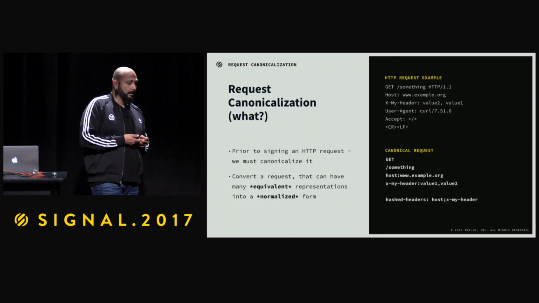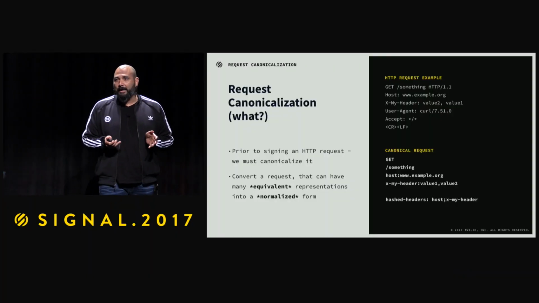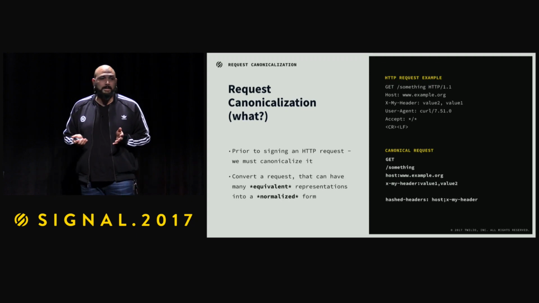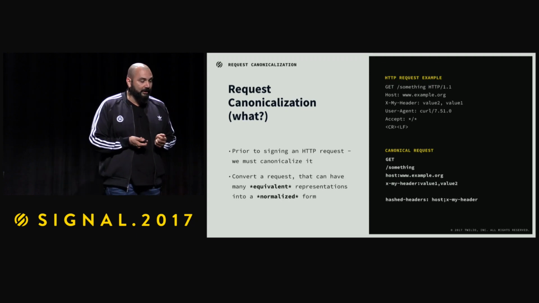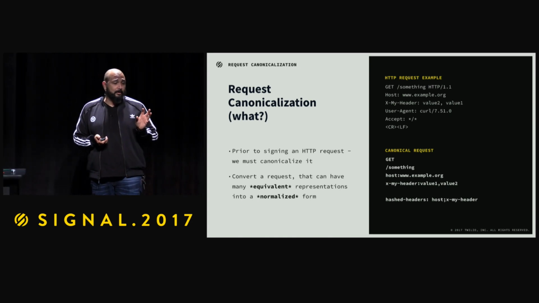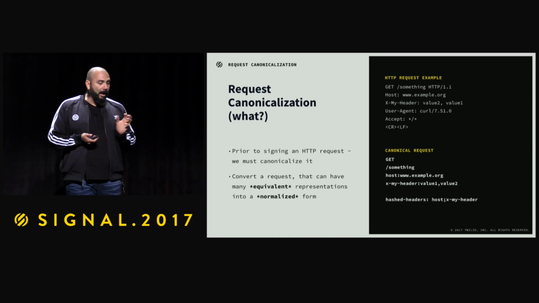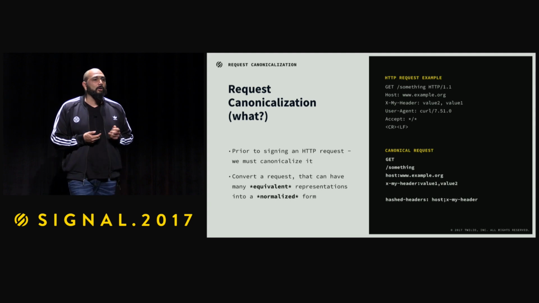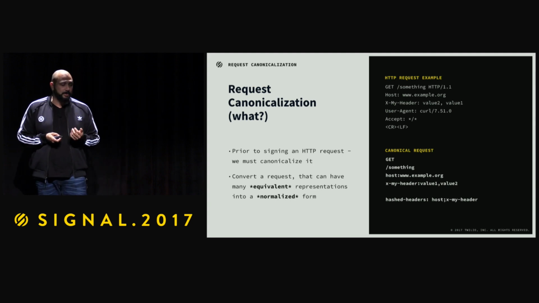So what is request canonicalization? Prior to signing an HTTP request, we have to canonicalize it. What that means is converting a request that can have many equivalent forms into a standard or normalized form. On the right side here, you see an HTTP request example. On the bottom is the canonical form of that request. And that's what we're going to try to do in this section.